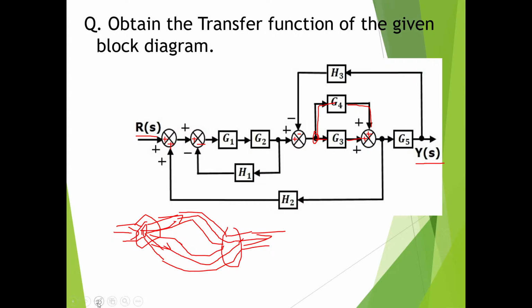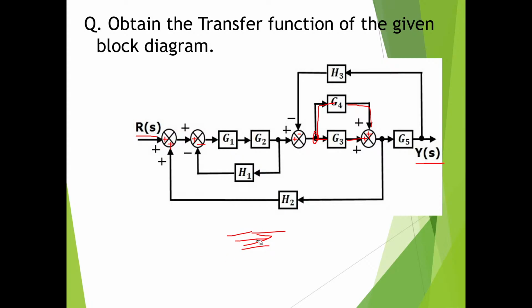So if two signals start from the same point and end at the same point, then the gain values in those two signals are said to be connected in parallel to each other. Am I clear to you? Whoever has mentioned they need an explanation.